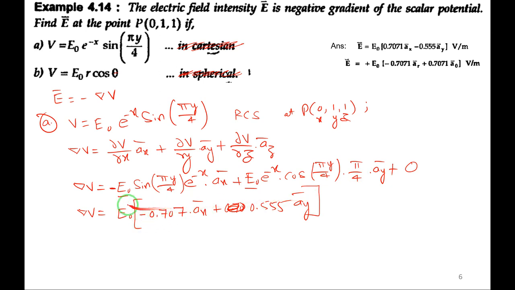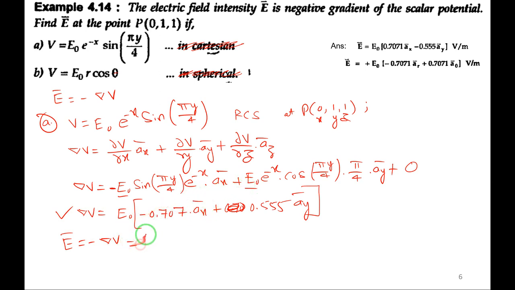Okay, check it. But this is del V. What is E? E is equal to minus del V, right? Whatever we calculated is del V. So just multiply minus for this and write it, right?